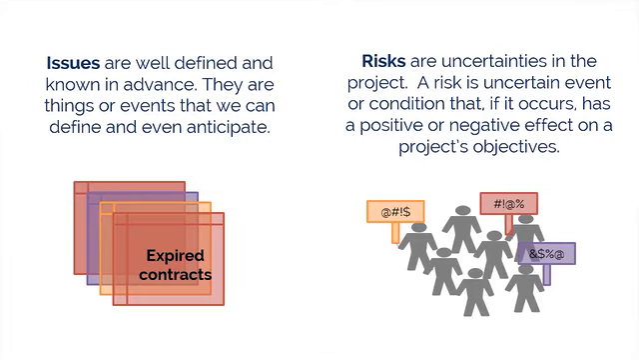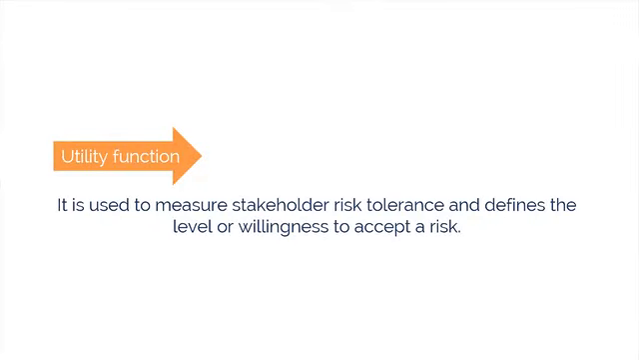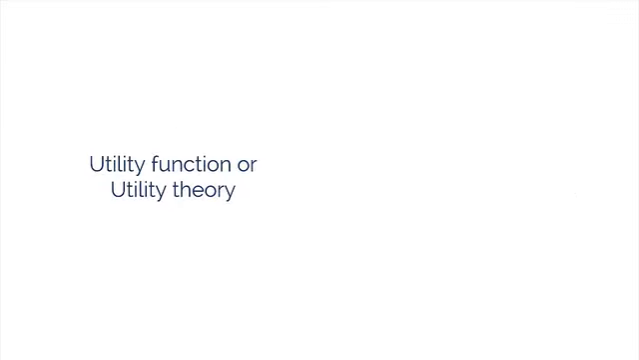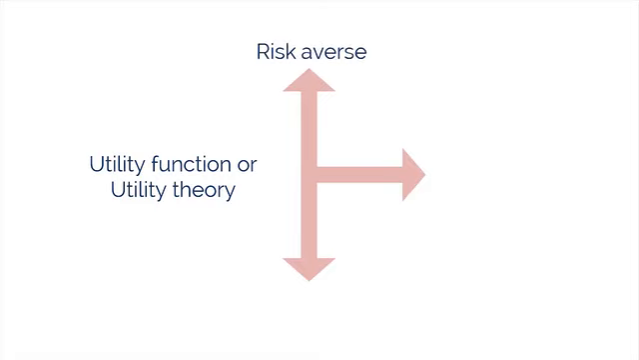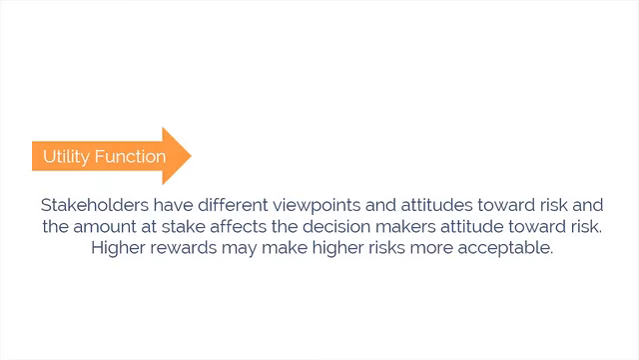One other term you'll want to know as we go forward is utility function or utility theory. This is used to measure stakeholder risk tolerance and defines the level or willingness to accept a risk. The three categories of utility theory are risk averse, risk neutral, and risk seeking. In general, we know that stakeholders have different viewpoints and attitudes towards risk, and obviously the amount at stake affects the decision maker's attitude toward risk. Higher rewards may make higher risks more acceptable.